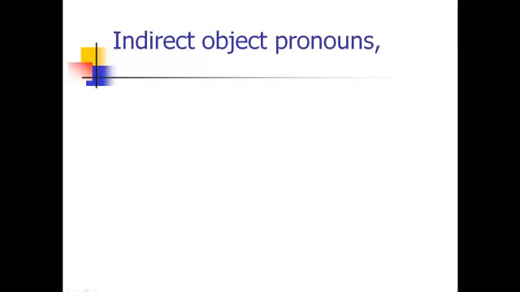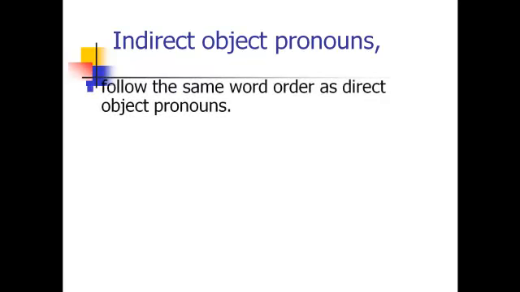So something I want to make sure that you understand about indirect object pronouns is that they follow the same word order as direct object pronouns. So when we talked about how when you use le, la, or les to replace a direct object, that le, la, or les goes before the verb, the same thing happens with our indirect object pronouns. So je lui écris, I am writing to him, or I am writing to her. Lui could be either a male or a female.